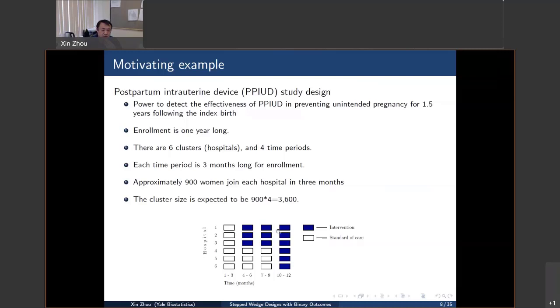The figure here shows the design of the study. The enrollment was 1 year long, and there are 6 hospitals as 6 clusters, and there are 4 periods. Each time period is 3 months long for enrollment, and approximately 900 women join each hospital in 3 months. So the cluster size is about 900 times 4, that is 3,600. And the total sample size is 3,600 times 6, since there are 6 clusters, which is over 20,000. So this was a very large study. We will come back later to this study for our real data example.